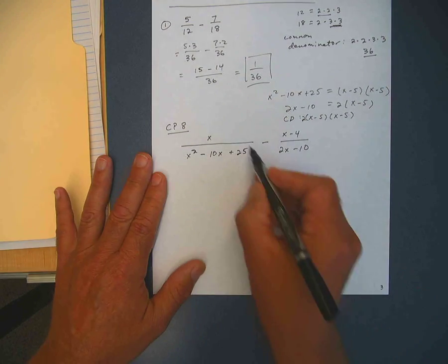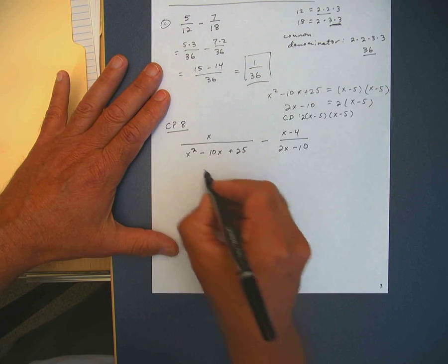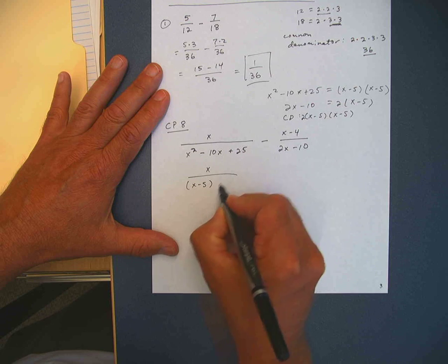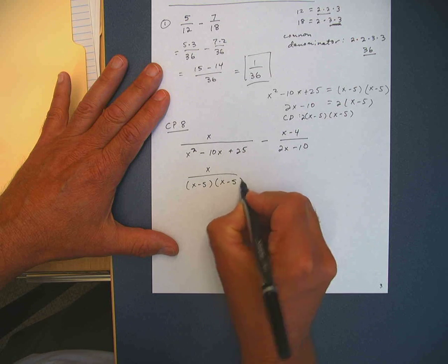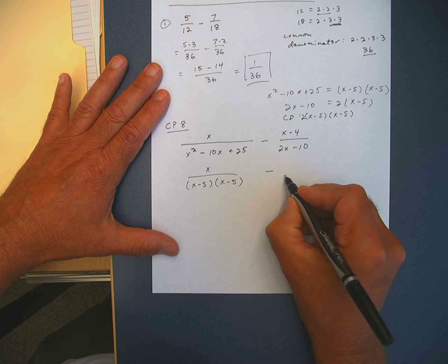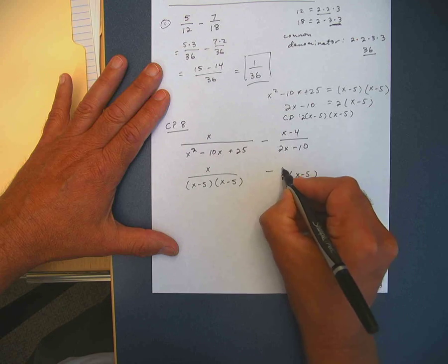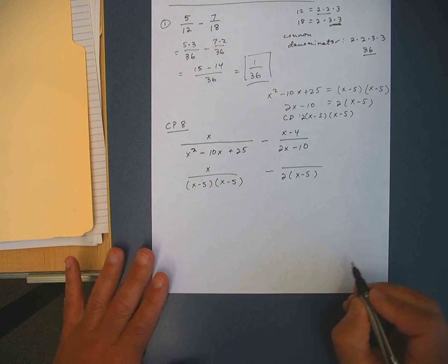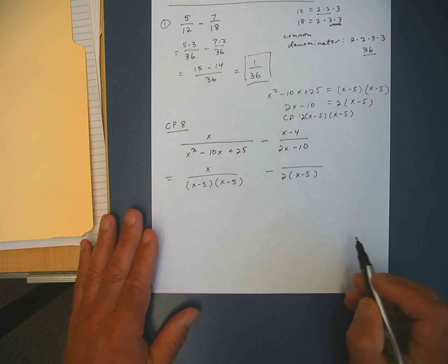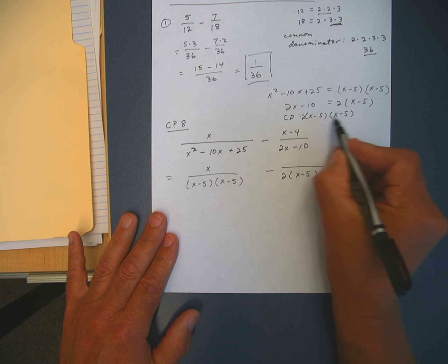Of course, now we need to re-express these fractions like that. I'm going to put them in factored form. x minus 5, x minus 5. I'm going to leave a little space in this case. And let's write this as 2 times x minus 5. Okay, and I'll do the work right here without copying it again. Our common denominator is going to be 2 times x minus 5 times x minus 5.